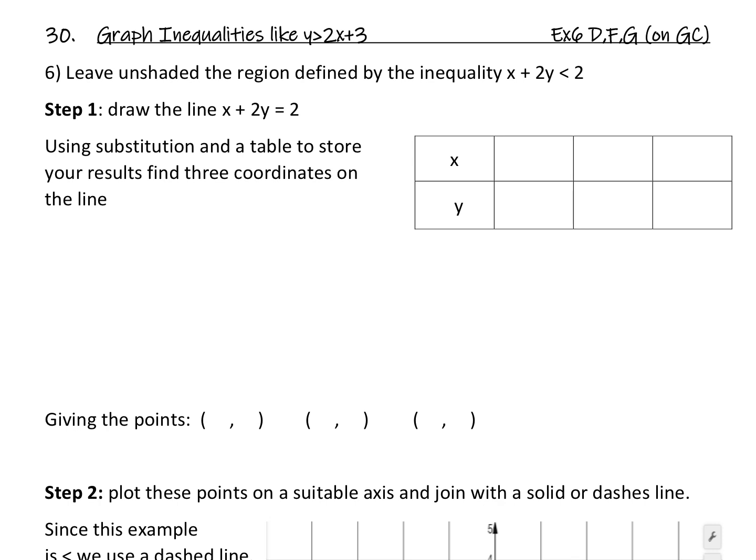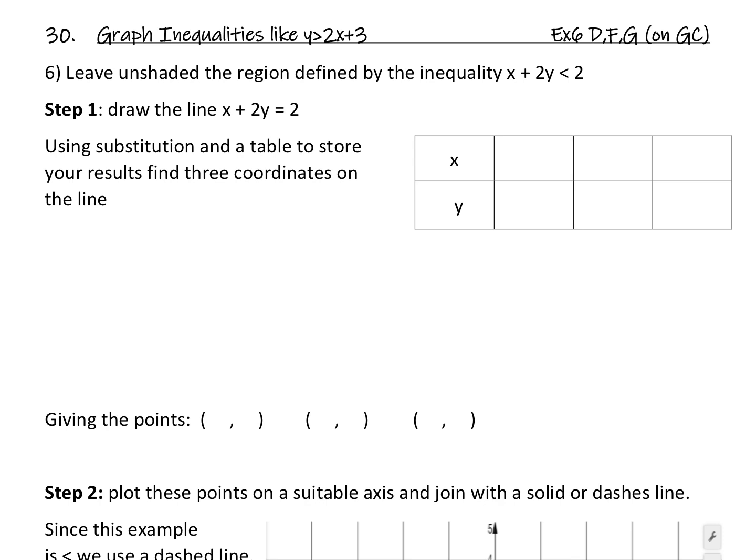The first step would be to try and draw the boundary line. In this case, the boundary line is not the inequality, but the inequality written where we change the inequality to be an equal sign, and that's where x plus 2y equals 2. And we use substitution on a table to store our results, and we find 3 coordinates on the line. So how do we go about that?